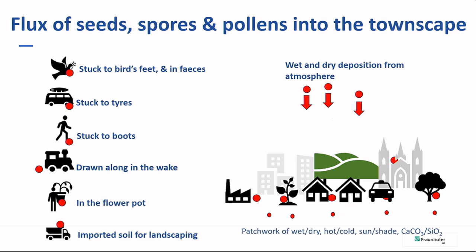So now we don't live in a pristine society, we live in the Anthropocene, and so we've got seeds and other propagules stuck to tyres, stuck to boots, drawn along in the wake of trains, in the flower pot when people buy things from garden centres, and in imported soil for landscaping. So all of these bring seeds into the city. The city is getting deluged with seeds that come in accidentally because of human actions. And an interesting question is, how big an effect is this?